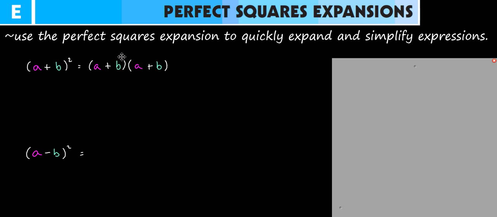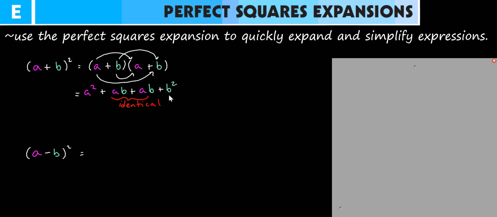And then we would use FOIL, first, outer, inner, last, to multiply the terms. And what we end up with are two identical terms in the middle. So we have a squared and b squared, which is the first and the last. But then the outer terms and the inner terms are identical. They're always going to be identical. And so that's the perfect squares expansion. And so when we combine those two, we end up getting a squared plus 2ab plus b squared.